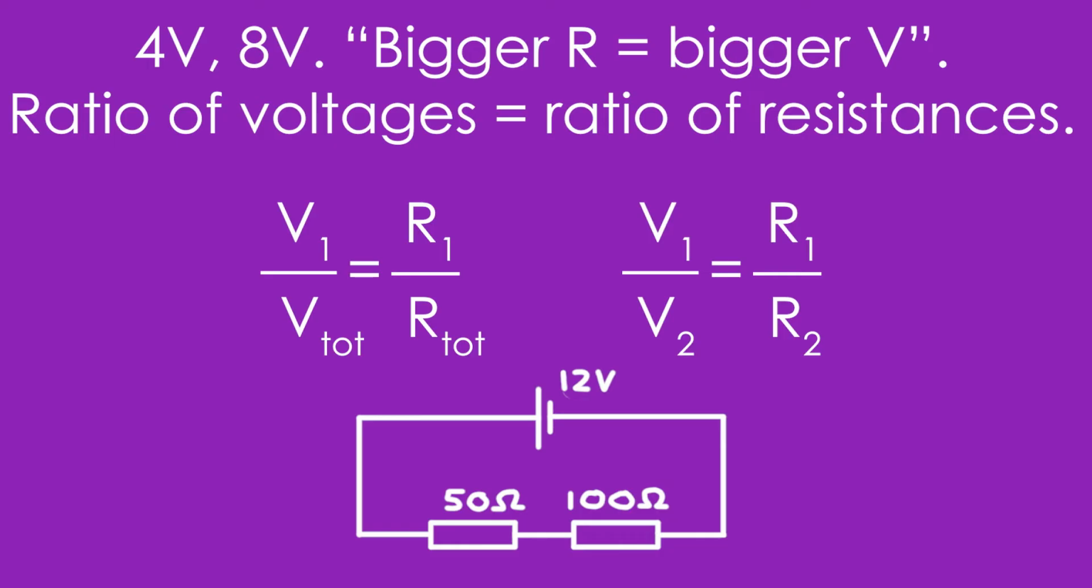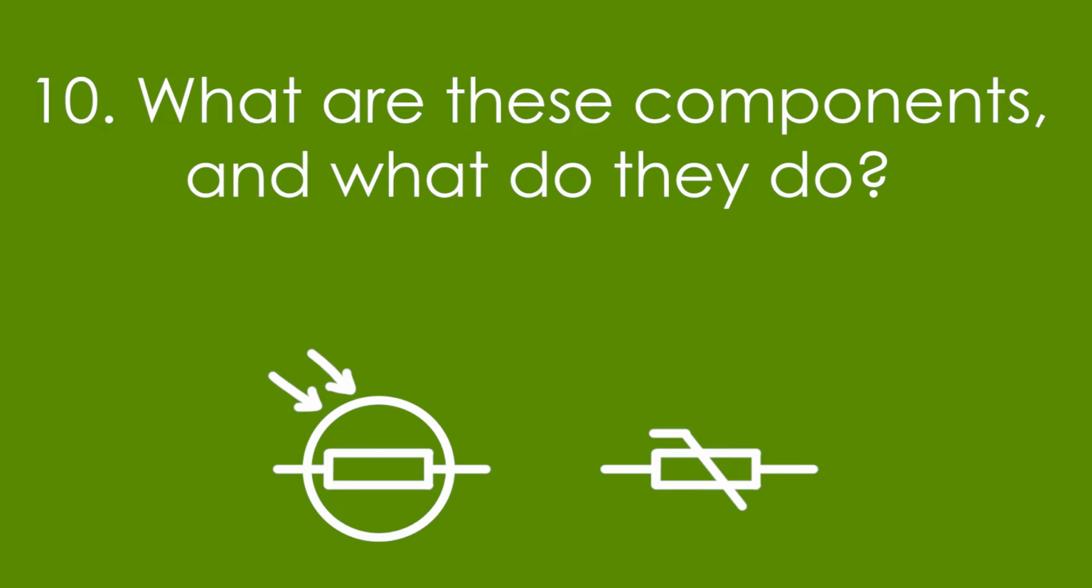V1 over V total is equal to R1 over R total. Use whichever you've got the data for.